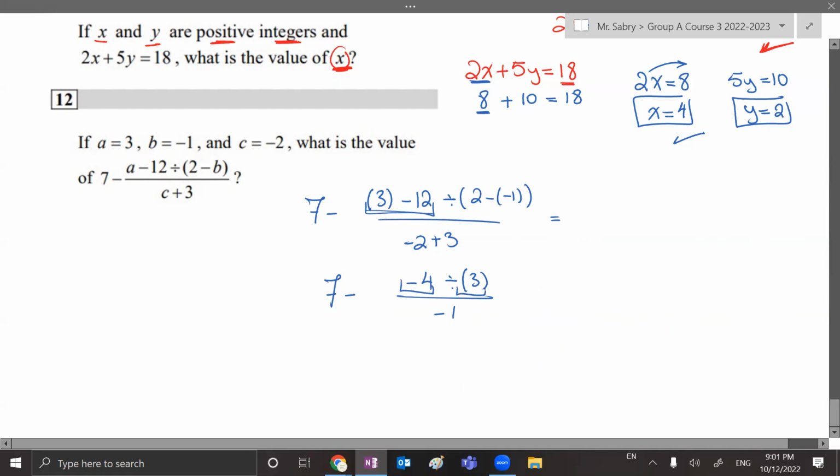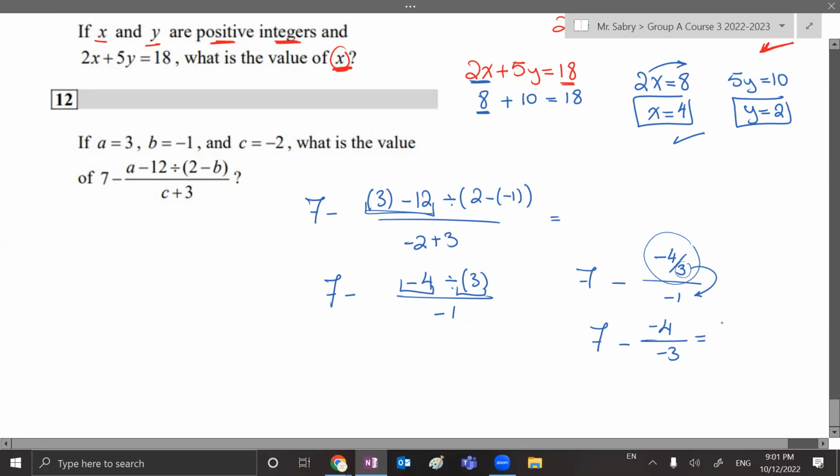Okay. Now let's change this negative 4 divided by 3 to a fraction. And then whenever we have a fraction in a fraction, the denominator of the numerator goes down here, multiplied. So it becomes 7 minus 4, or negative 4, over negative 1 times 3, which is negative 3. Does this make sense, Yara?